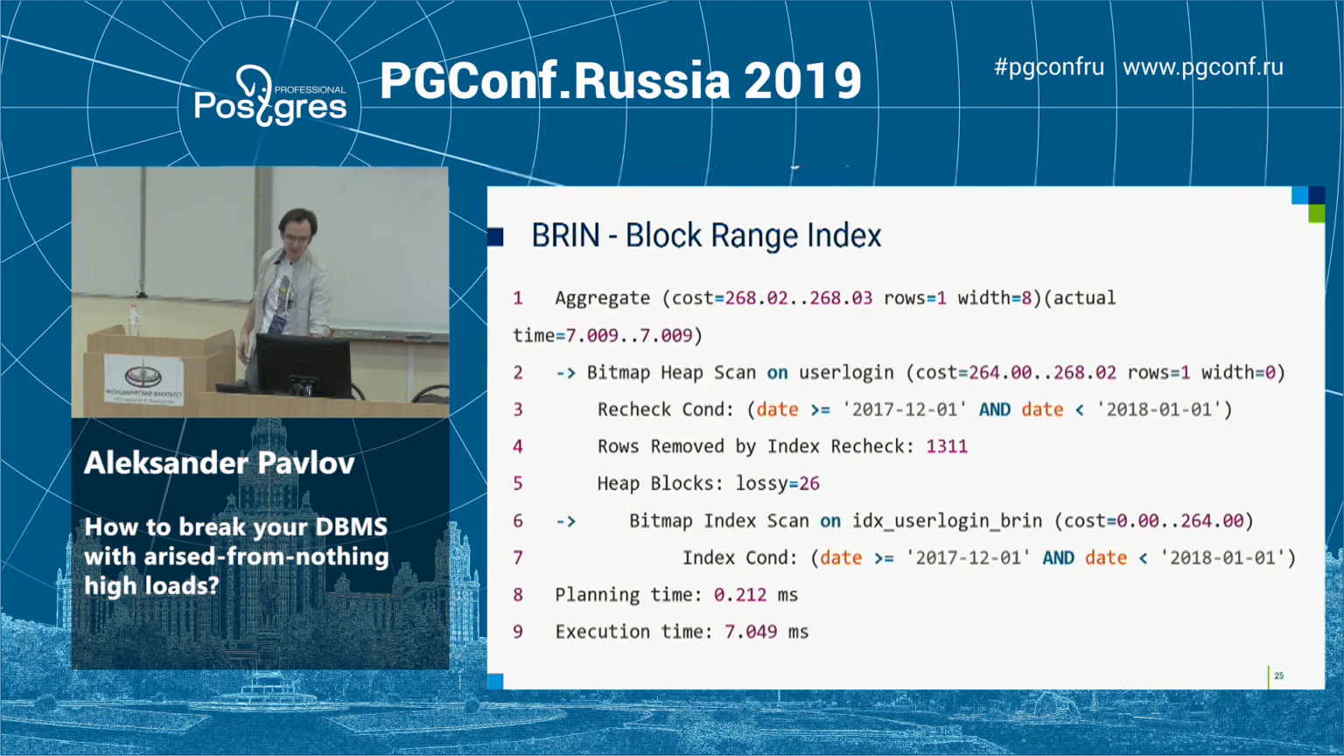What was helpful about this index? Of course, it didn't work in 0 milliseconds. It returned the pages, then the query grabbed the data. We have 1,300 rows rechecked. But the index is small, it's easy to maintain, and it works well where the values of your columns are physically correlated with their location on your disk.